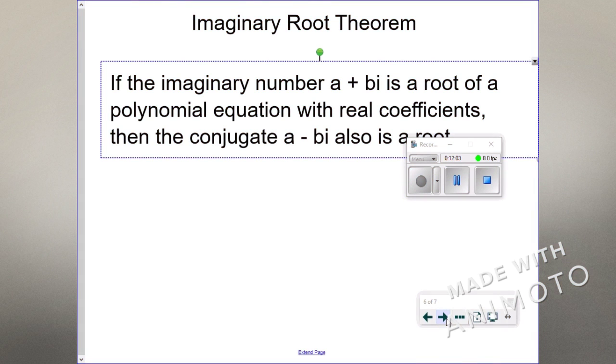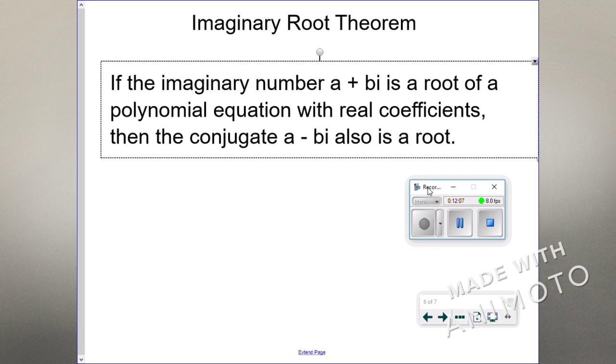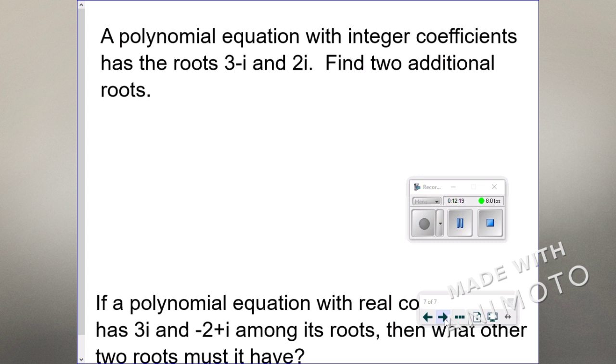Last one, imaginary root theorem. This is about as difficult as the one before it. If the imaginary number a plus bi is a root of a polynomial equation with real coefficients, then the conjugate a minus bi is also a root. So here, a polynomial equation with integer coefficients has the roots 3 minus i and 2i. Find 2 additional roots. Well, it's the conjugate of each of those. So it's going to be 3 plus i and negative 2i are the 2 additional roots.